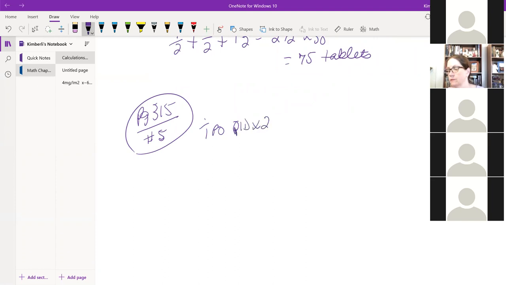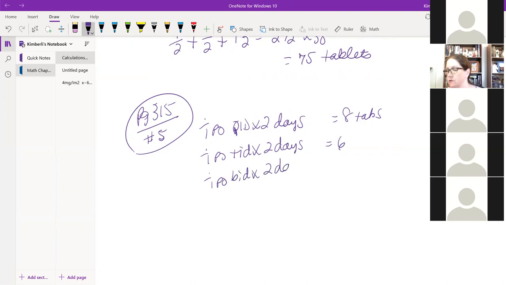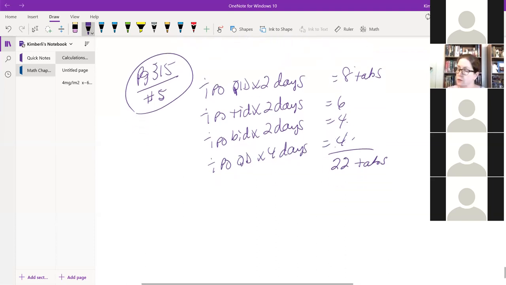8. And then 1 TID. 6 times 2 days. And then 1 BID. 4 times 2 days. And then one daily, also four, for 4 days. So how many tablets would that be? 22. Yep, because this is 6 plus 4 is 10, plus 8 is 18, 19, 20, 21, 22. 4, 8, and 8 is 16, plus 6 is 22. So you can do it that way.